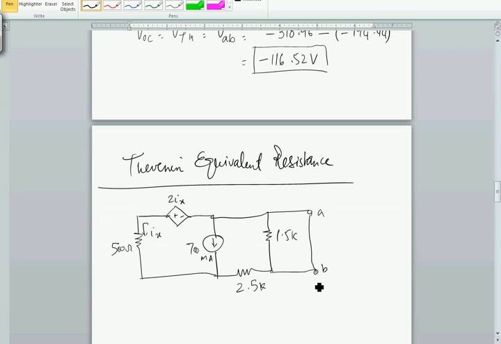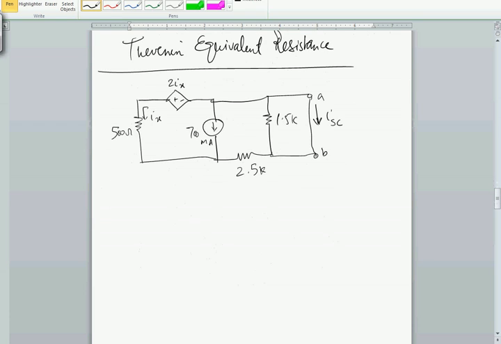Now since we short circuit these terminals, the 1.5 kilo ohm resistor is in parallel with that, and by the way we are trying to find out what is the short circuit current flowing from A to B. So since we short circuited the terminals, the 1.5 kilo ohm resistor which is connected in parallel to the terminals will be eliminated, since no current will be flowing through this 1.5 kilo ohm resistor. Remember, current seeks the easiest route. So anytime you have a short circuit in parallel to anything, all the current flows through the short circuit. So no current will be flowing through the 1.5 kilo ohm resistor.